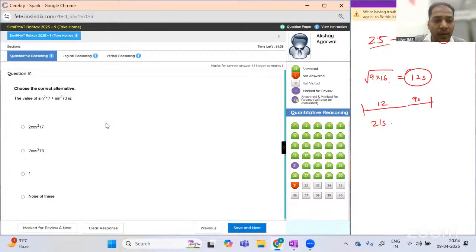Option B. The value of sine square 17 plus sine square 73 is 1. Sine square theta plus sine square 90 minus theta is 1.